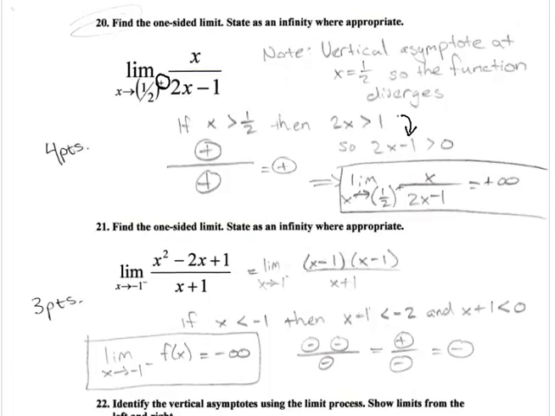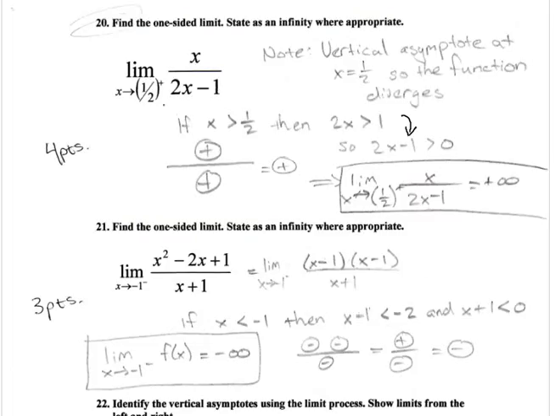Okay, so number 20 on the quiz. We want to find the limit as x goes to 1/2 from the right of x over 2x minus 1. Now we know that we can't use direct substitution, because we would get 2 times 1/2, which is 1, minus 1, which is 0.